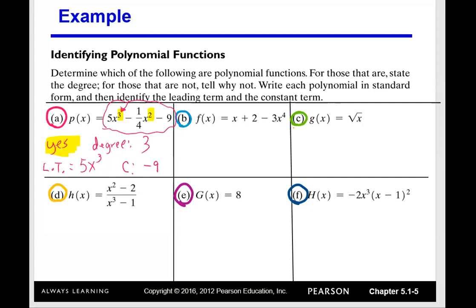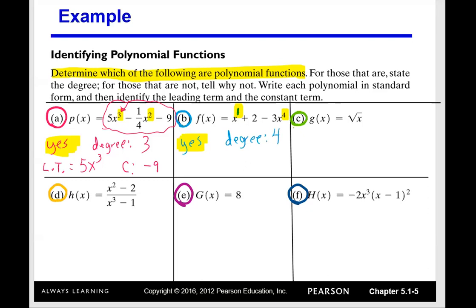x plus 2 minus 3x to the fourth. Yep, this x is to the first power, and this is to the fourth. All of my exponents are positive whole numbers, so yes, it is. Determine whether it's a polynomial function. That's a big yes. For those that are, state the degree. Now, the degree would be the highest exponent, and that would be the 4.